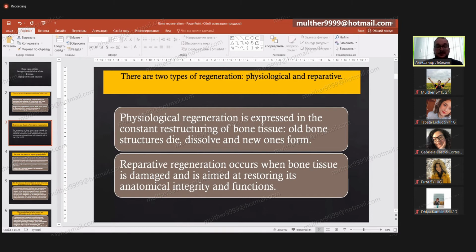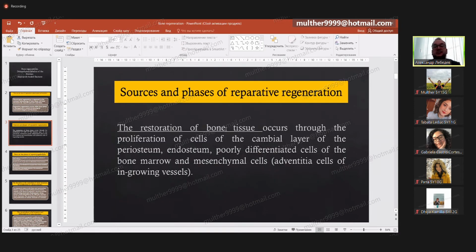And if we see the phases of reparative regeneration, the first of them is a restoration of bone tissue. It depends on the proliferation of cells in the cambial layer of the periosteum and the endosteum and periosteum. That's why reparative regeneration happens in all parts of the bones: intermedullary canal, periosteum, and others. And you know that all fractures are accompanied by hematoma.